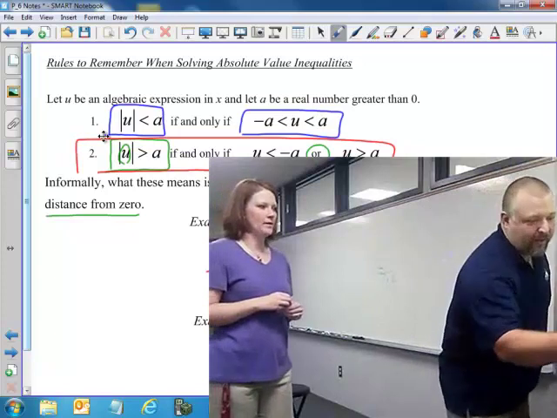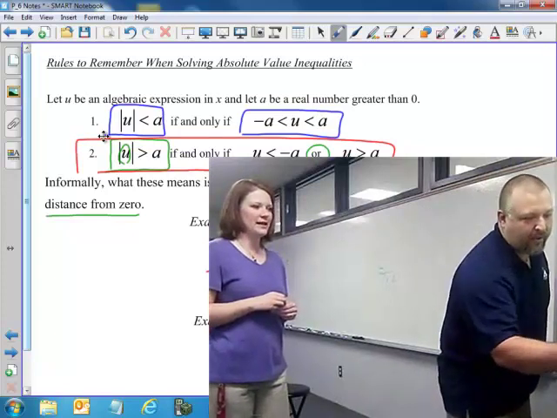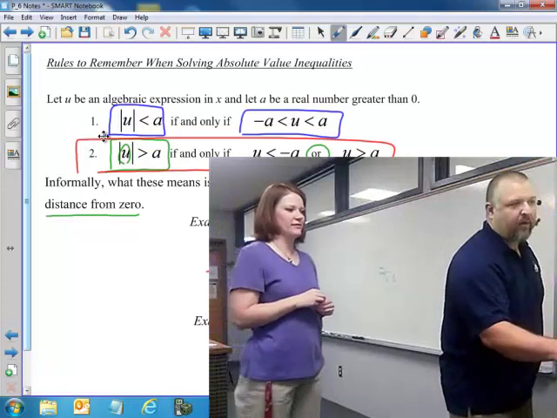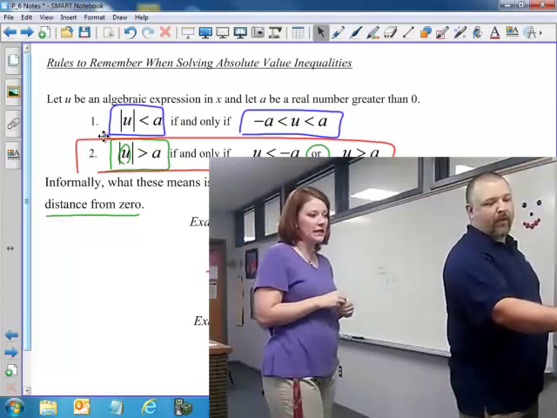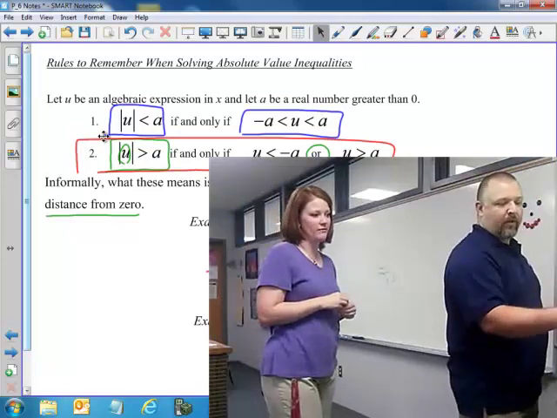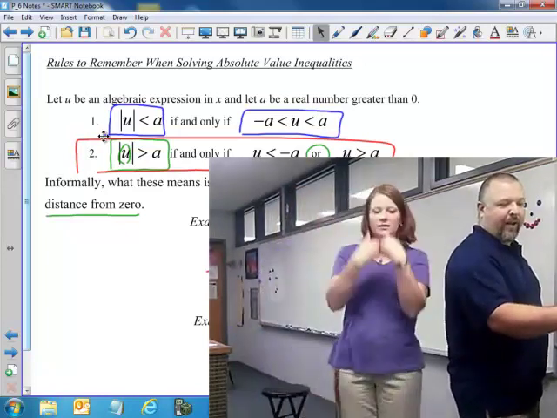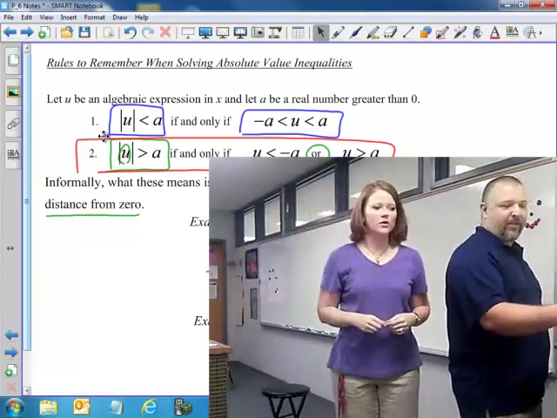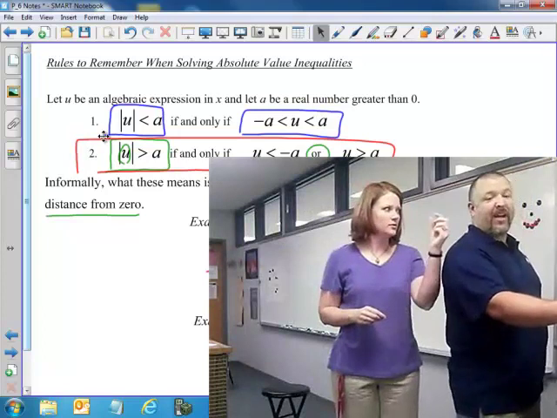All right? So where are you allowed to live? Well, you are allowed to live anything that's less than 5 units away. So you could live between negative 5 and positive 5. Again, you can't go further away than 5 spaces. You have to be less than 5 spaces from 0.